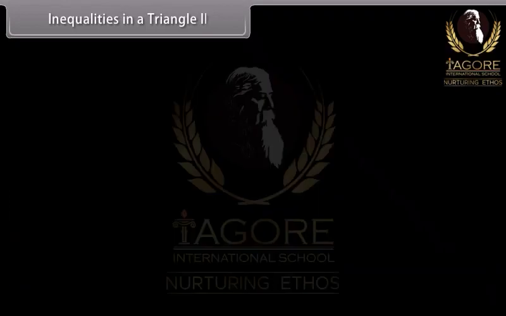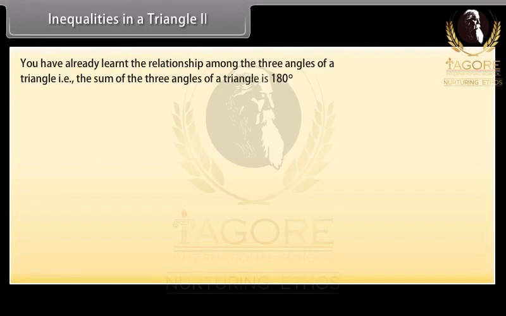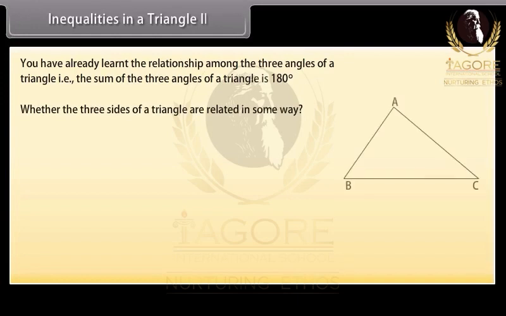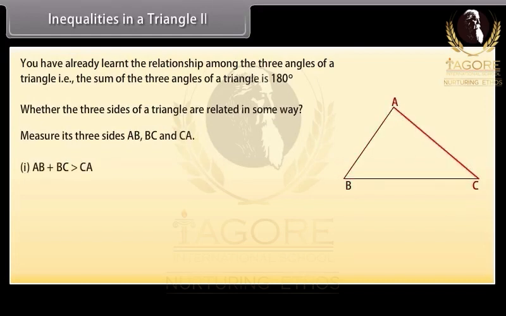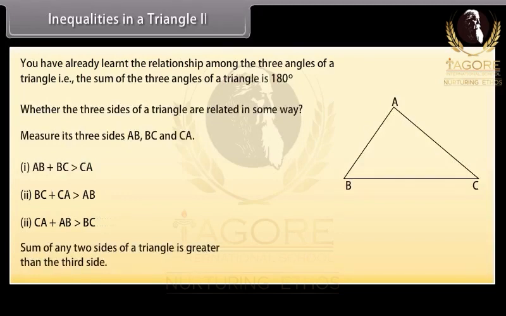Inequalities in a triangle 2. You have already learned the relationship among the three angles of a triangle, that is, the sum of the three angles of a triangle is 180 degrees. We shall now study whether the three sides of a triangle are related in some way. Draw a triangle ABC. Measure its three sides AB, BC and CA. We observe that 1. AB plus BC is greater than CA. 2. BC plus CA is greater than AB, and 3. CA plus AB is greater than BC. Thus, we conclude that the sum of any two sides of a triangle is greater than the third side.